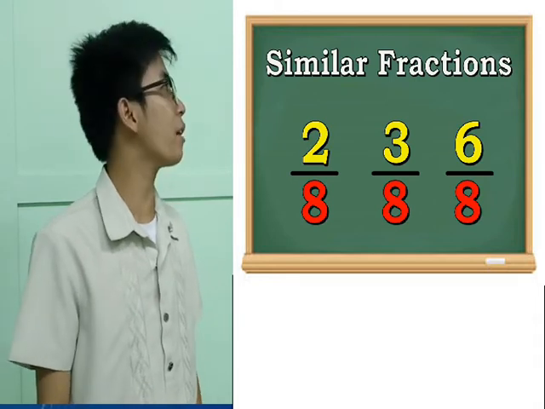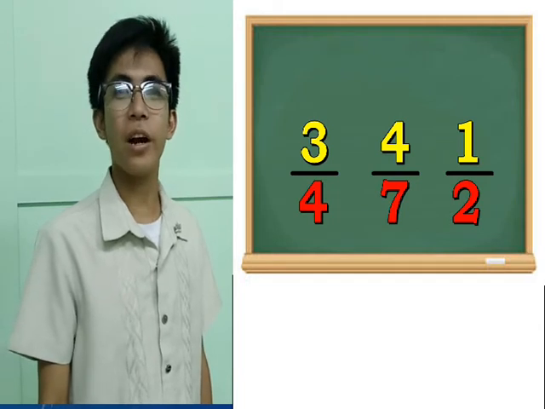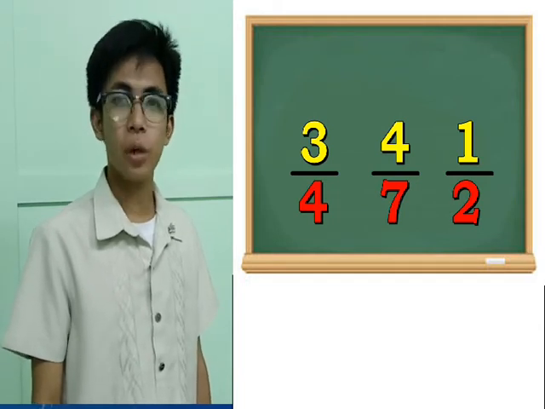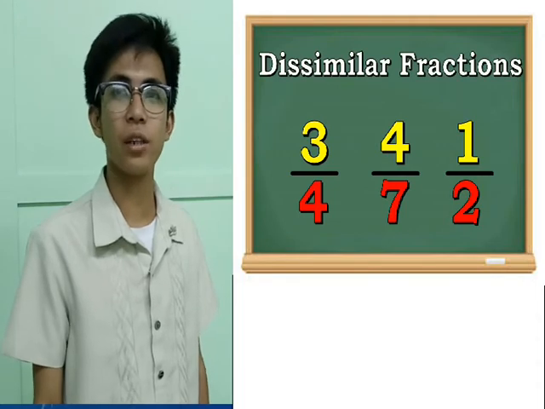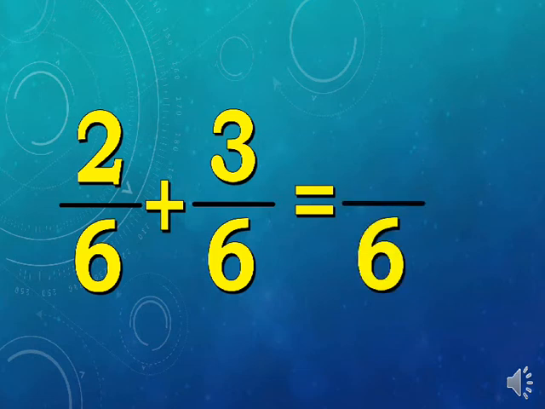How about these fractions? What do you notice? They have different denominators, so they are called dissimilar fractions. Let us now add similar fractions. Let us add 2/6 plus 3/6. The denominators are similar. We just copy the denominator and add the numerators. So, 2 plus 3 is equal to 5. When we add 2/6 plus 3/6, it is equal to 5/6.